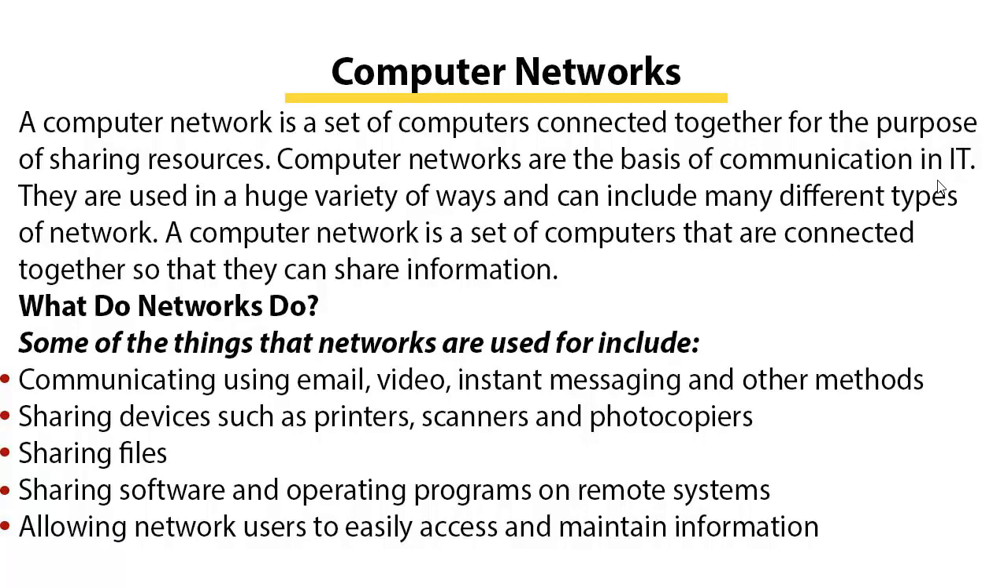They are used in a huge variety of ways and can include many different types of network. A computer network is a set of computers that are connected together so that they can share information. Okay, what do networks do? Some of the things that networks are used for include: first, communicating using email, video, instant messaging and other methods. So the network is used for communication. You can communicate through email, video, instant messaging or other methods.